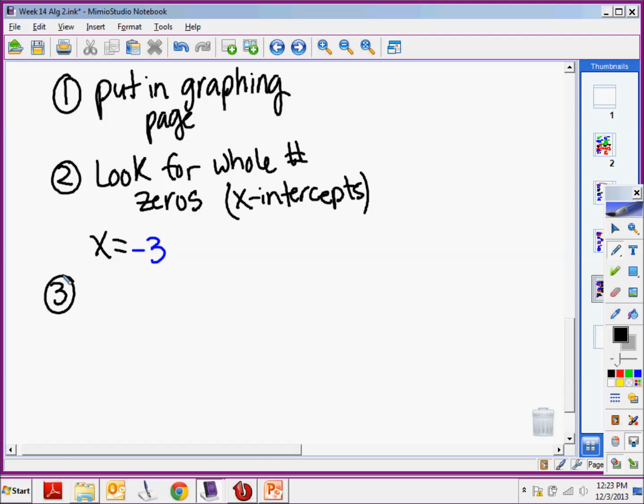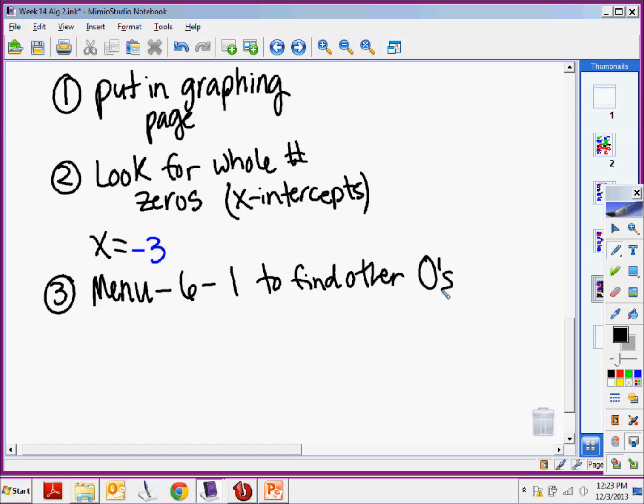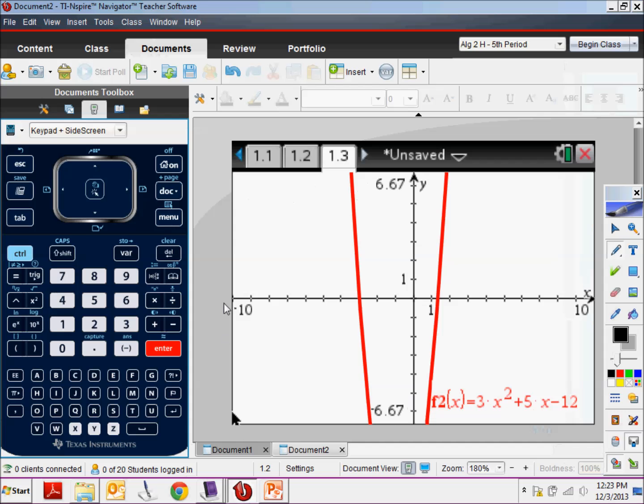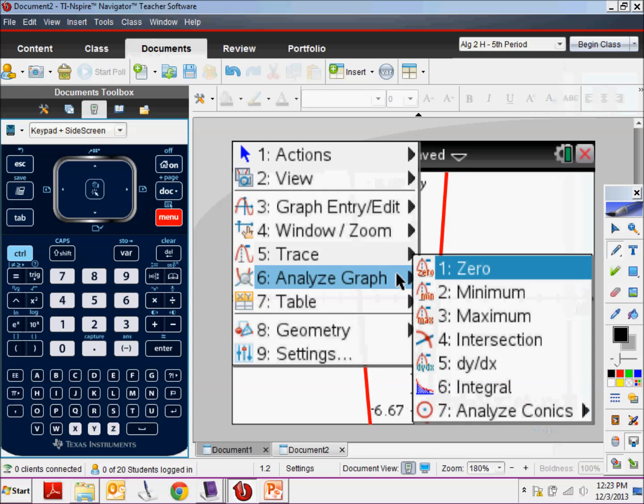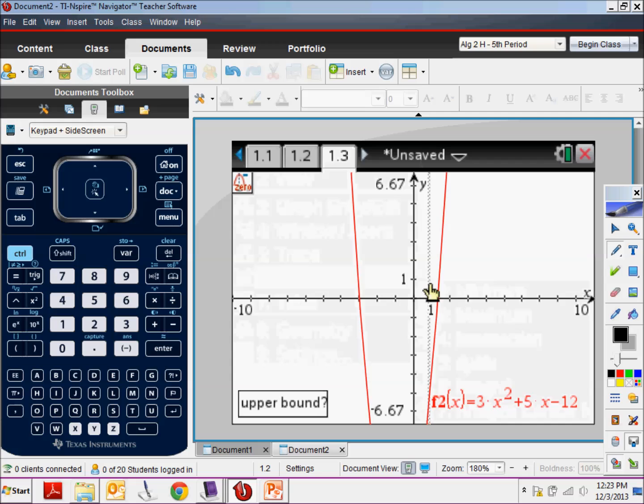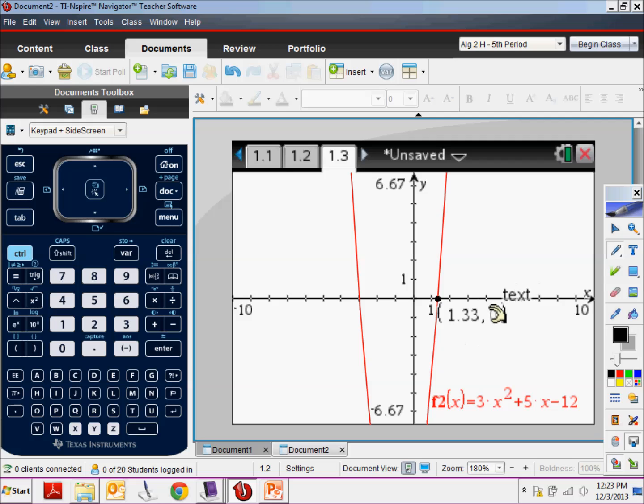All right, step 3 is we're going to press menu 6 1 to find other zeros. To find all those zeros. It's 1.33. Menu 6 1. Lower bound means I go left. Upper bound means I go right. And what's my other zero? 1.33. So what's 1.33333? 1 and 1/3.